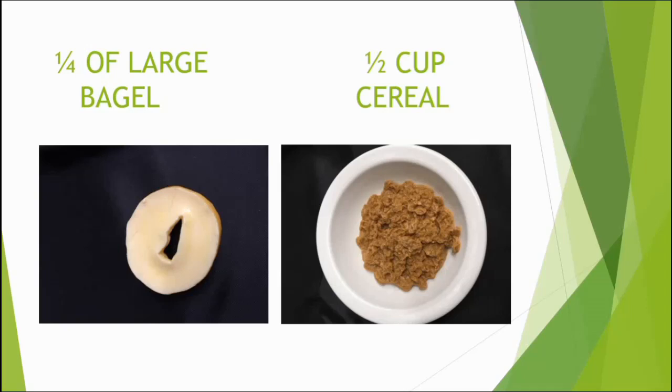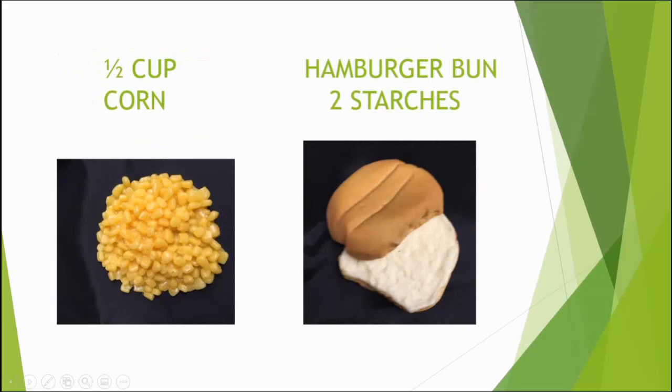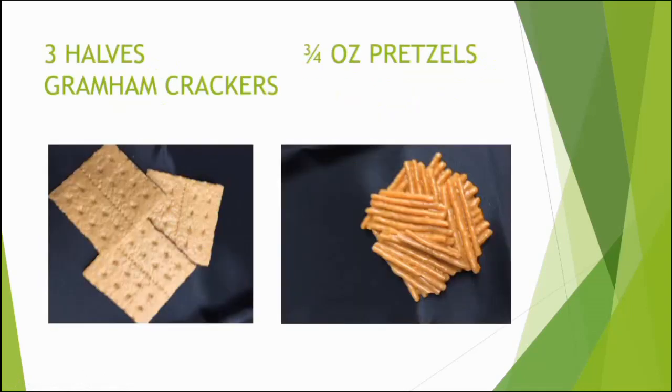So that's the same thing as a half a cup of cereal. Some cereals may be different, so make sure you always check the serving size on the box. A half a cup of corn, which is a starchy vegetable. And then a hamburger or a hot dog bun is 2 starch exchanges. So 3 halves of the graham crackers or 3/4 ounce of pretzels. Either of these would be a good snack. And if you add peanut butter for the protein, you can count a protein exchange.